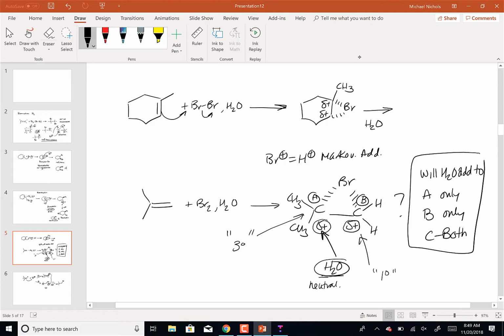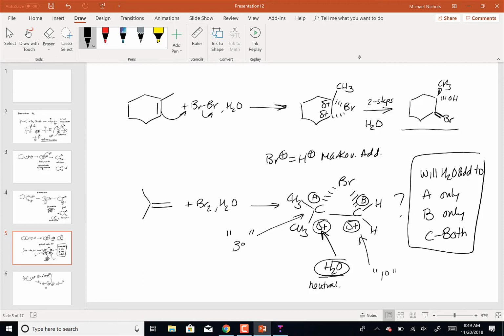So up here, if we wanted to complete that, the water would add to the top carbon so that the final product would have a methyl group. It would have the OH underneath, and it would have the bromine, still 100% trans. So for this reaction, again, I'm adding the water in 2 steps. I'm adding the water, making the oxonium ion, losing the H+.